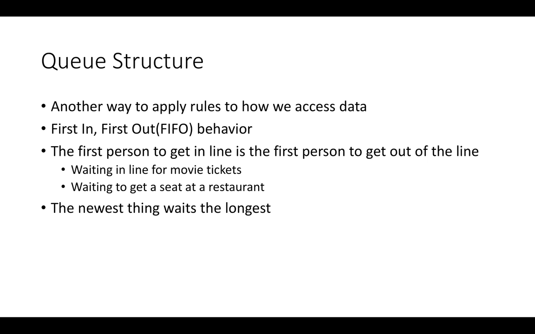So the first thing to get in line is going to be the first thing to get out of line. We could compare a stack to the stack of plates at a buffet. A queue is the same as something you would see in movie ticket lines, or waiting to get seating at a restaurant. When you walk up and say, I have a party of 4, you have to wait for all of the people that got there before you to be seated before you get seated. So that's the general idea behind a queue: the newest thing is going to wait the longest amount of time to get out, whereas in a stack, the newest thing was the first thing to come out.